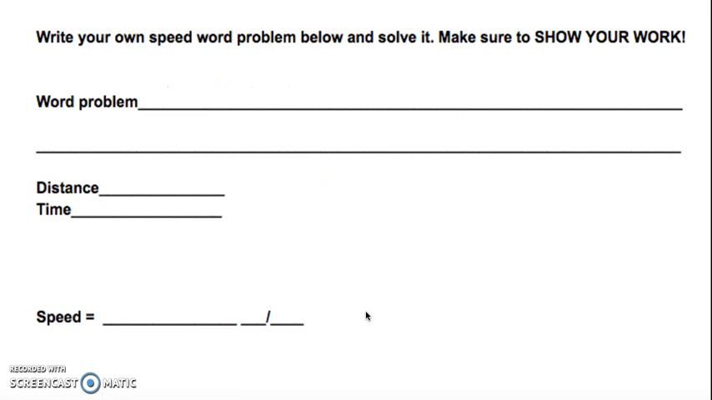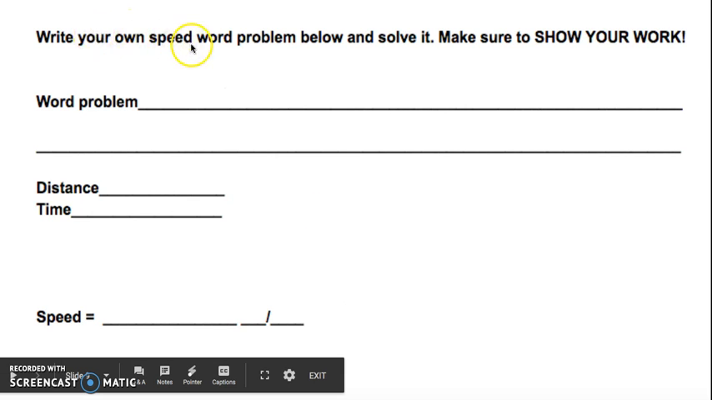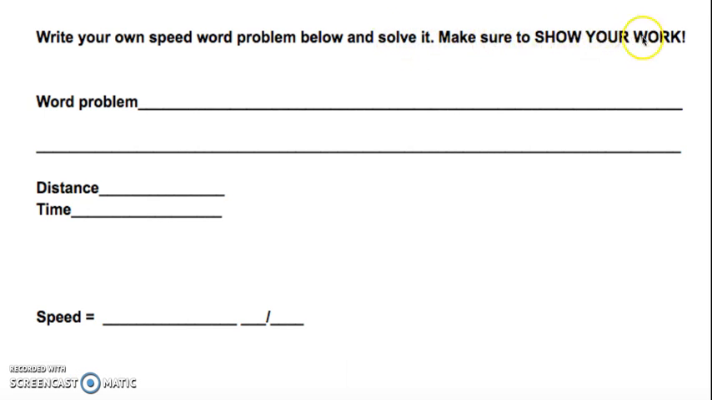All right, 6th graders, the last thing that you have to do is create your own word problem. This is very similar to what you did yesterday in class. You are going to write your own speed word problem below, and you are going to solve your own problem this time. Make sure to show your work. That means you have to write the equation. You have to write the numbers in the equation with the divided by sign and the equal sign. That has to be done.